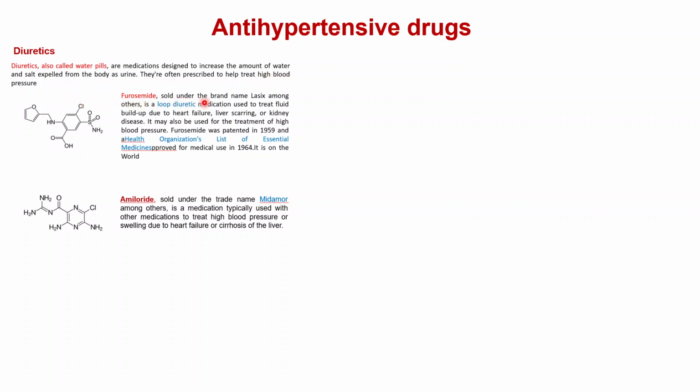We have furosemide, sold under the brand name Lasix, among others. It is a loop diuretic medication used to treat fluid buildup due to heart failure, liver scarring, or kidney disease. It may also be used for the treatment of high blood pressure. Furosemide was patented in 1959 and approved for medical use in 1964. Then amiloride, sold under the name Midamor, among others, is a medication typically used with other medication to treat high blood pressure or swelling due to heart failure and liver cirrhosis.